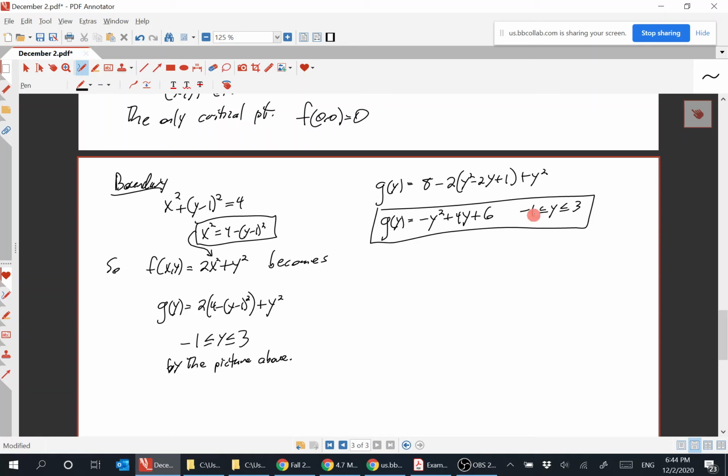So how do we find the max min value there? How does that work again for the single variable function? Take the derivative of g of y and evaluate its boundaries and its critical points. Yeah. So you take the derivative, g prime. So we got minus 2y plus 4. Set that equal to 0. So that gives me y equals 2. So I've got one critical point and then the endpoints. Right, so I have y equal to minus 1, 2, and 3.